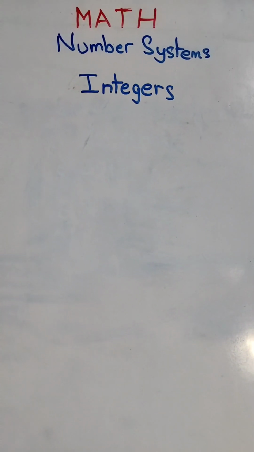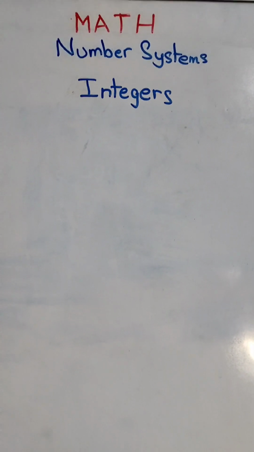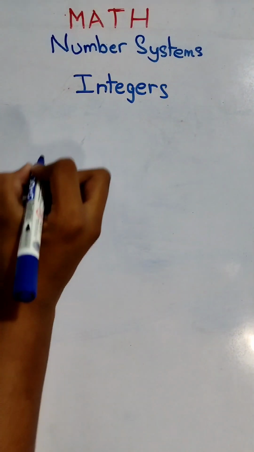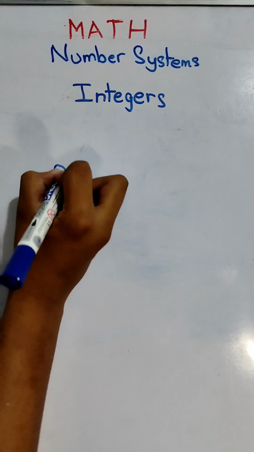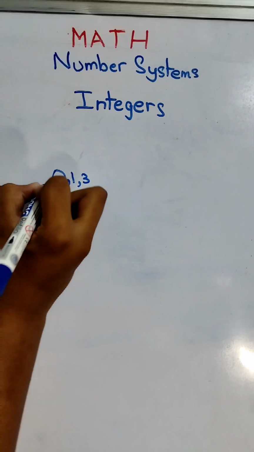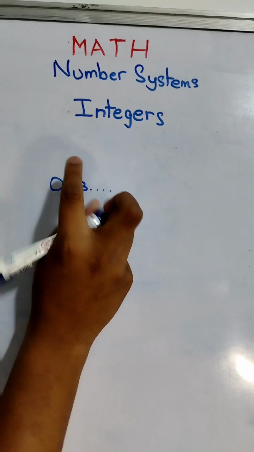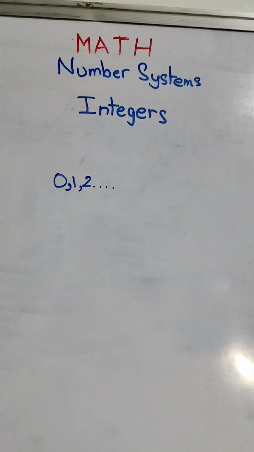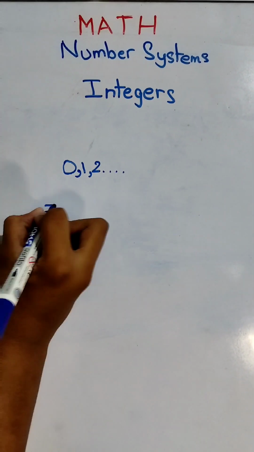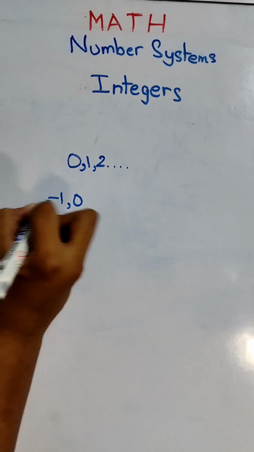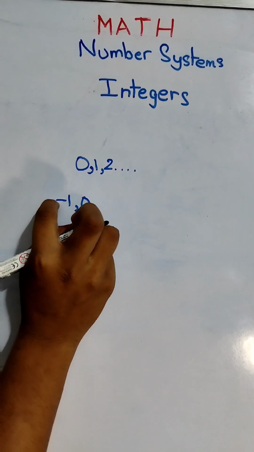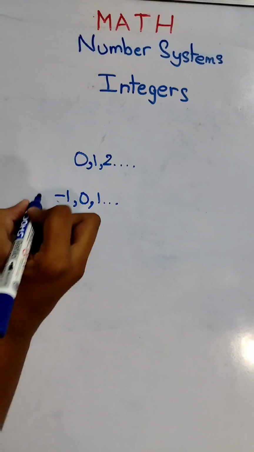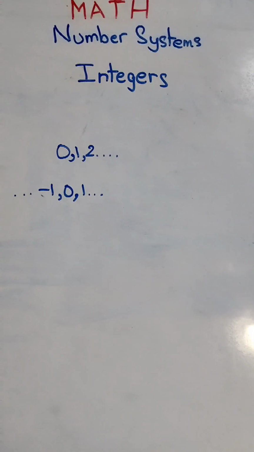Integers are numbers which go on infinitely in both directions. Whole numbers are the numbers which start at 0 and go on like this. But integers are the numbers which have the minus sign, that is, there's a negative side to them, therefore they extend in both directions infinitely.